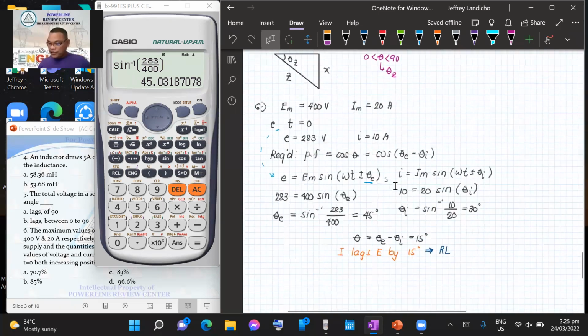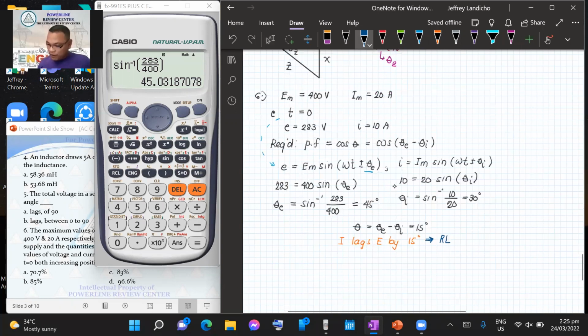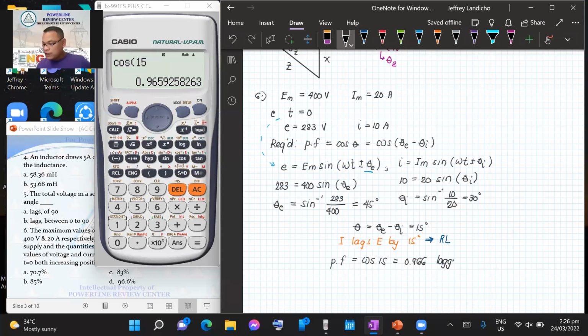Okay? So in that case, kuha na natin yung phase angle. So wala nang problema. You may compute now its corresponding power factor. So that is only cosine of 15 degree. So we have now the final answer. So this is only 0.966. So ano dapat ito? Lagging. Kasi current is lagging. Or this is also equivalent to 96.6% lagging.